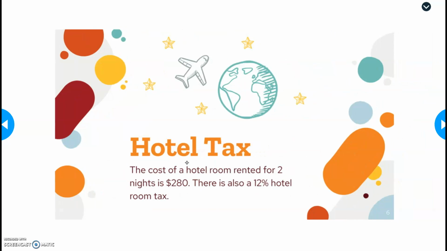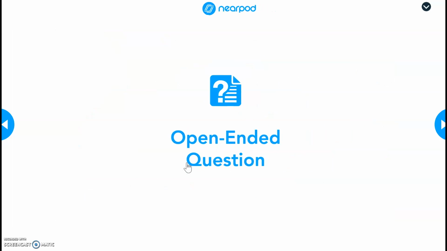Hotel tax. The cost of a hotel room rented for 2 nights is $280. There is also a 12% hotel room tax. We need to figure out how much that 12% is.